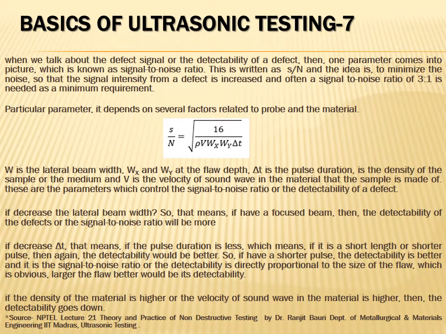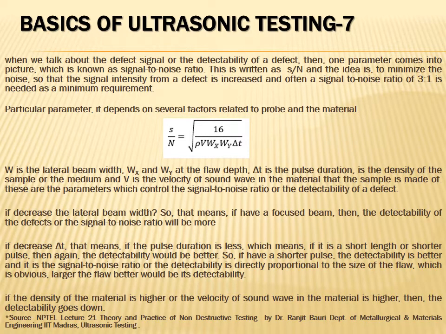When you talk about the defect signal or the detectability of a defect, one parameter comes into the picture, which is known as the signal to noise ratio, written as S/N. The idea is to minimize the noise so that the signal intensity from a defect is increased. Often a signal to noise ratio of 3:1 is needed as a minimum requirement. This parameter depends on several factors related to the probe and the material.